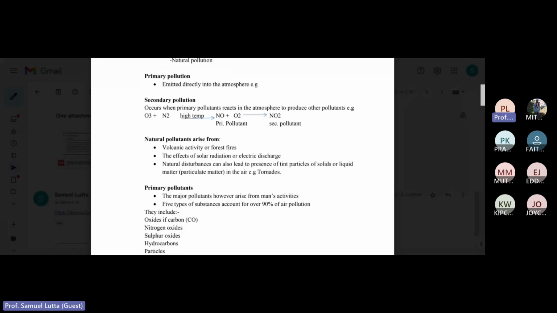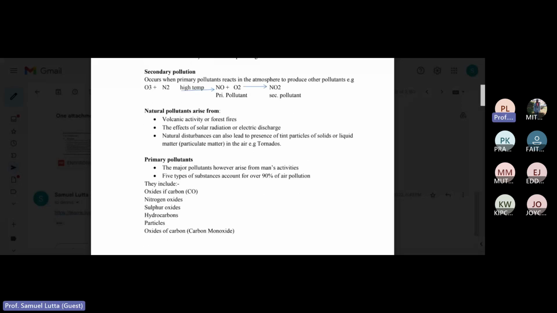And then you can also have natural disturbances, which can lead to presence of particles, solids, in the atmosphere. I think this is very common in the US. They have these strong winds, the tornadoes. So these strong winds, or cyclones, when they move, they carry along with them some particles into the atmosphere, and this can pollute the atmosphere.